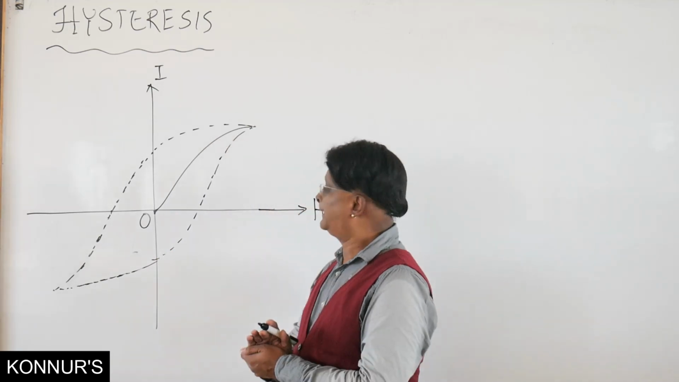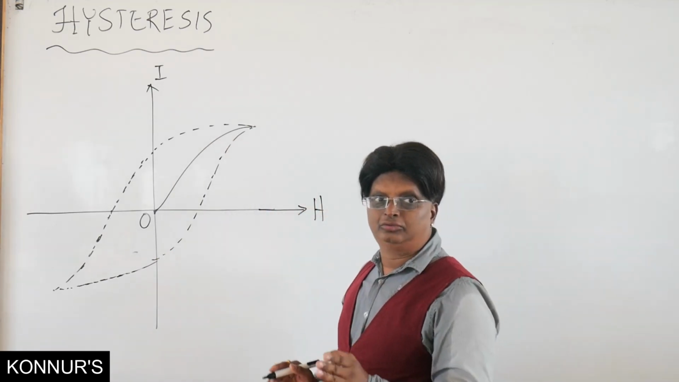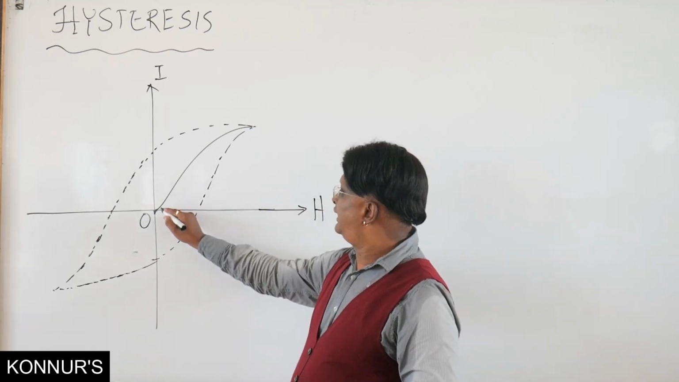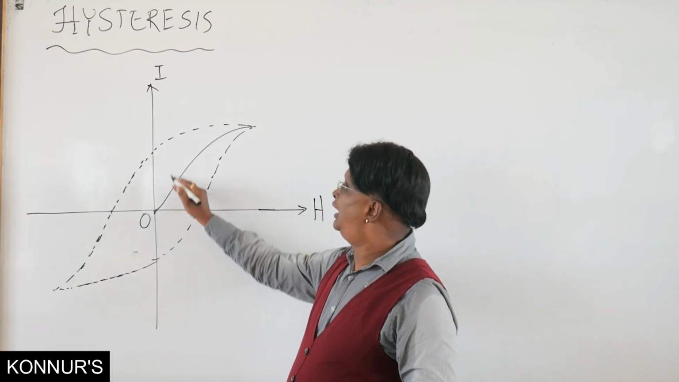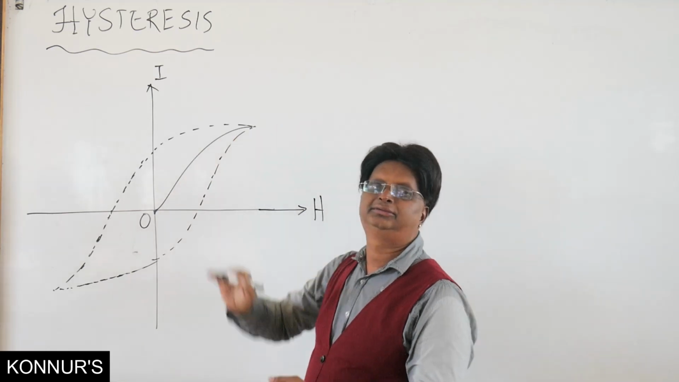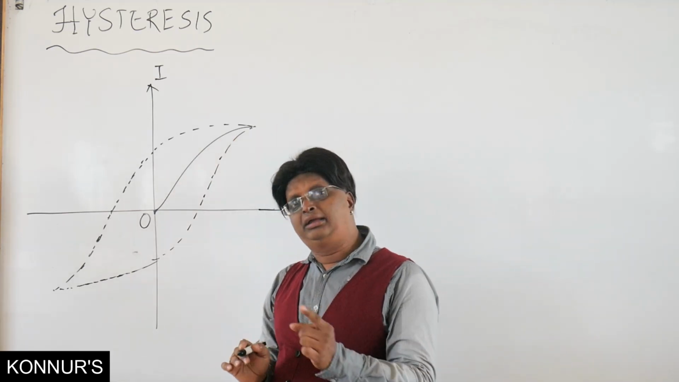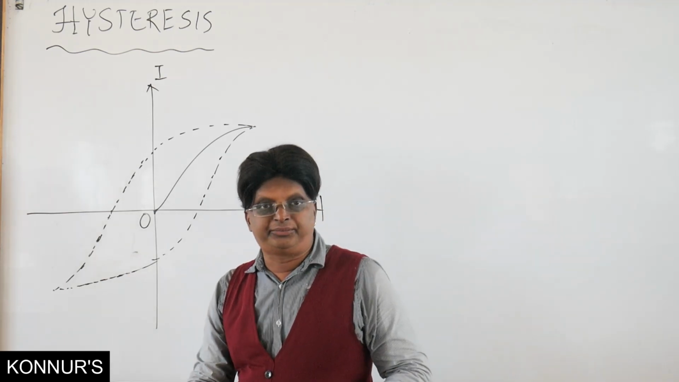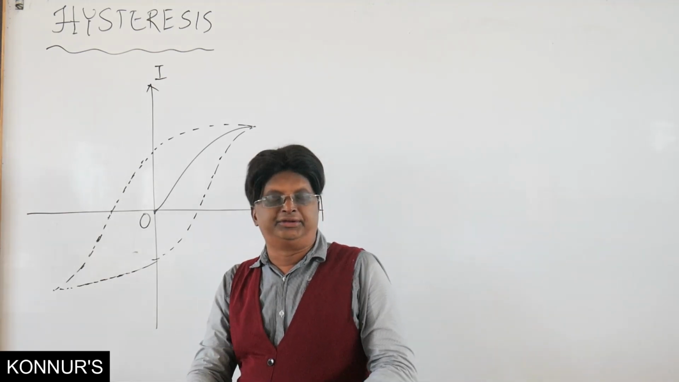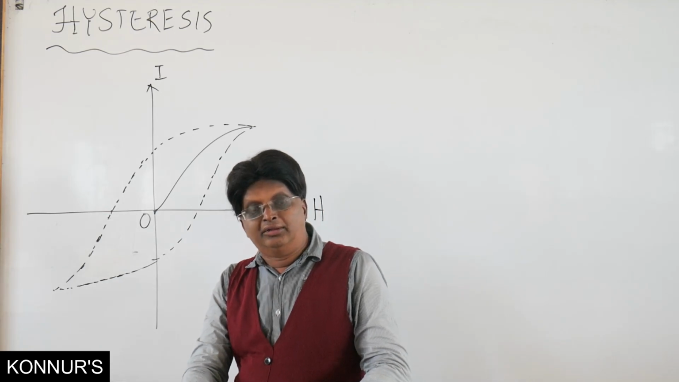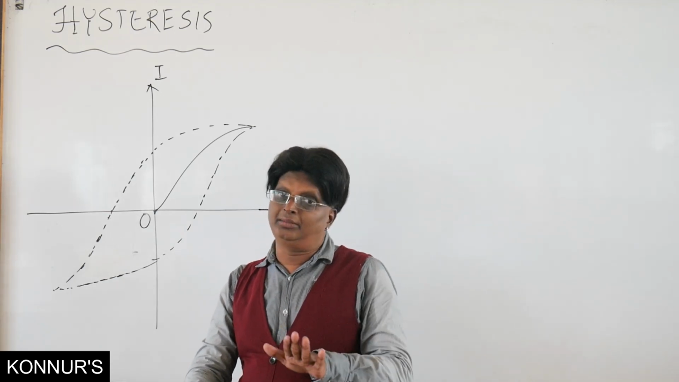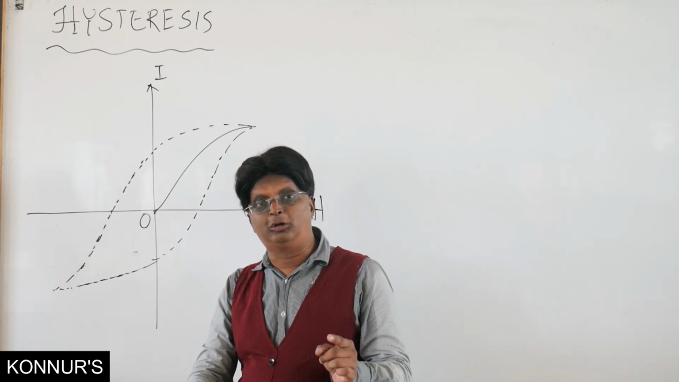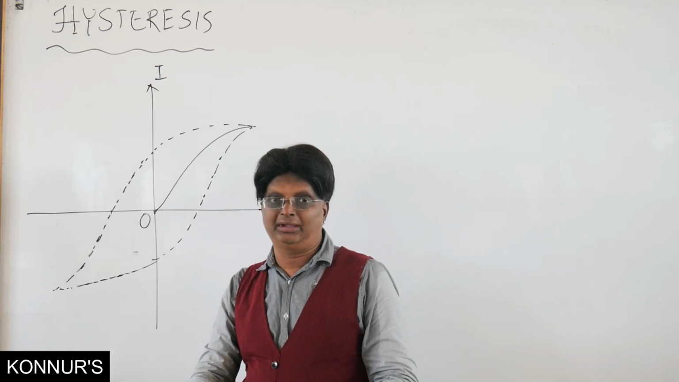Therefore, see here. Initially I equals 0, now we start increasing the value of H, the agency. So as H increases, I also increases. Such that this I-H curve, I-H graph, is also one important concept regarding our NEET and CET questions. How? Yesterday we told about paramagnetic materials, ferromagnetic materials and diamagnetic materials. For all of these, the I-H graph can be asked.